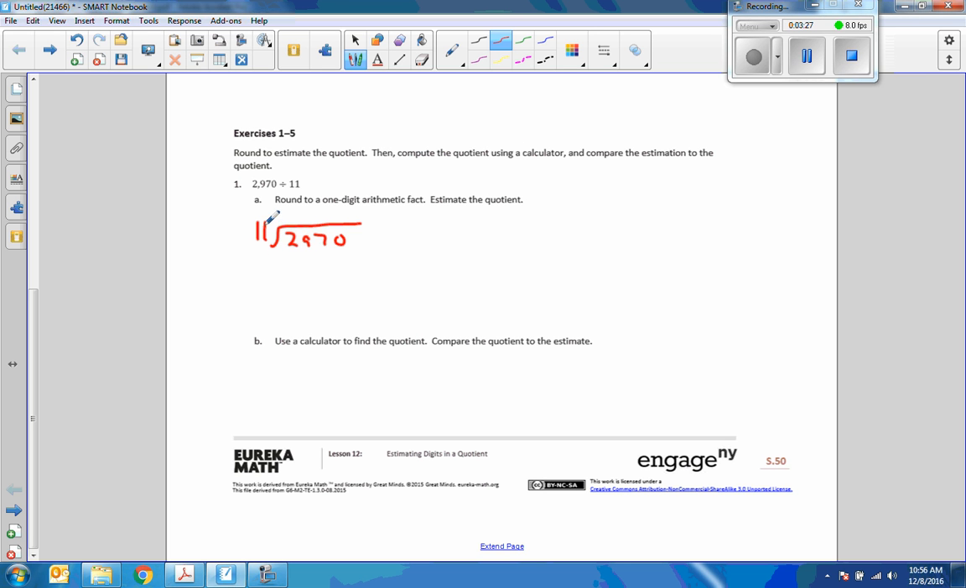So we want to get it down to 10. So I'm going to round this 11 to 10. And I want to divide that same. This 2,970 is really close to 3,000. So we're just doing an estimate. So we divide 10, we go into 30 three times. And then we just have zeros left over. So 0, 0, so it's 3. Okay, so this is our estimate. We estimated 3.